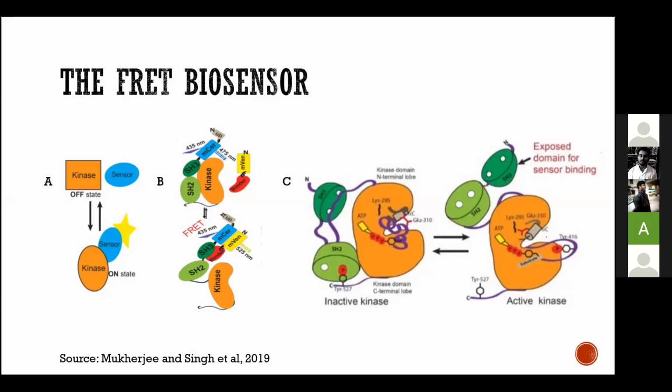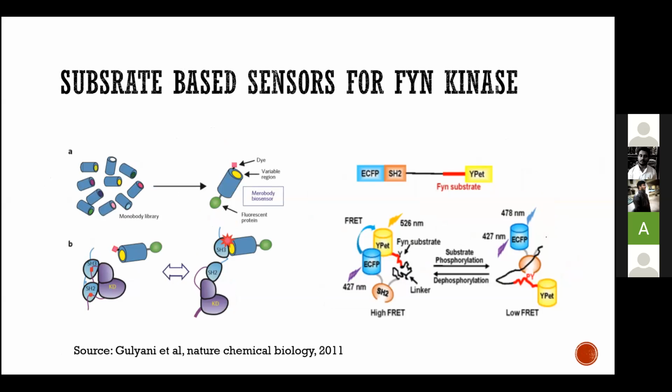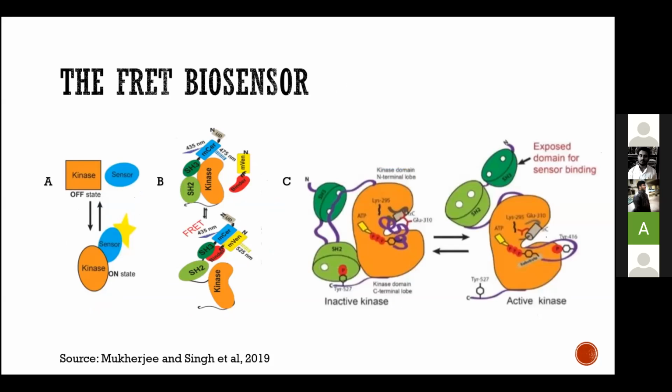So this earlier sensor needs to be phosphorylated to not show FRET, right? And this sensor does not need to be phosphorylated to show FRET or not show FRET, right? Is that clear? So you still need phosphorylation or dephosphorylation for the inactivity or activity of the Fyn kinase, but while designing the biosensor, you do not need it as a factor.